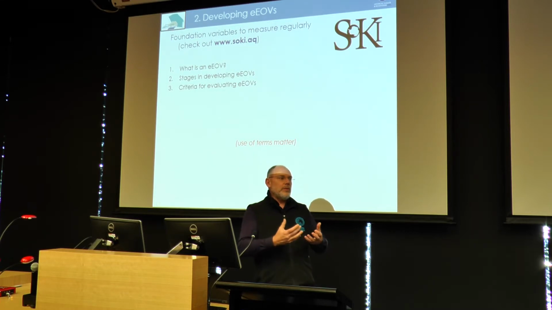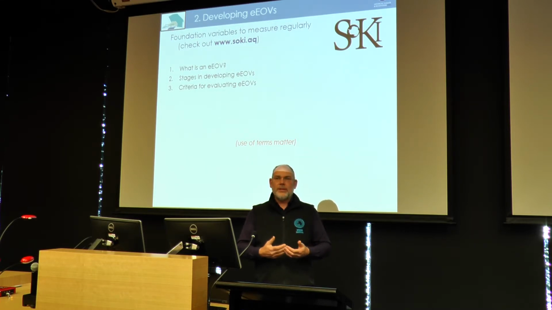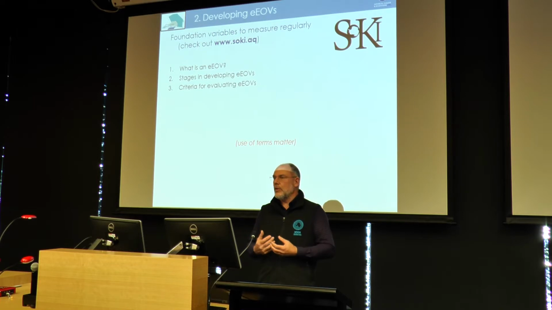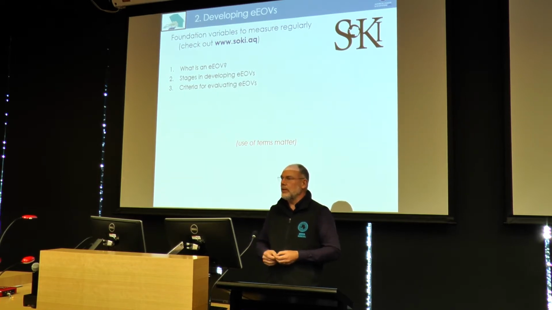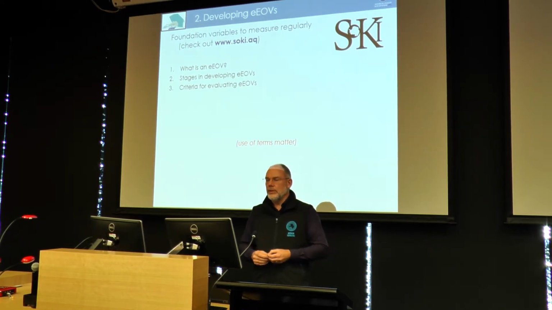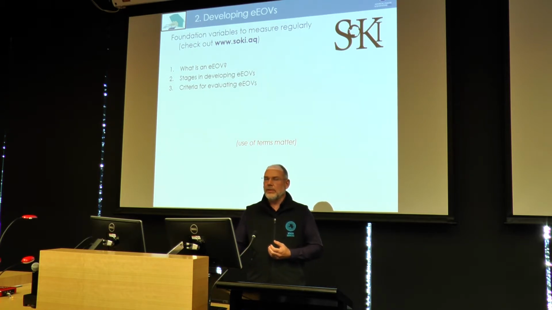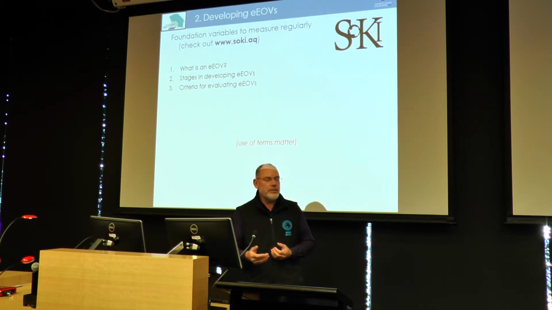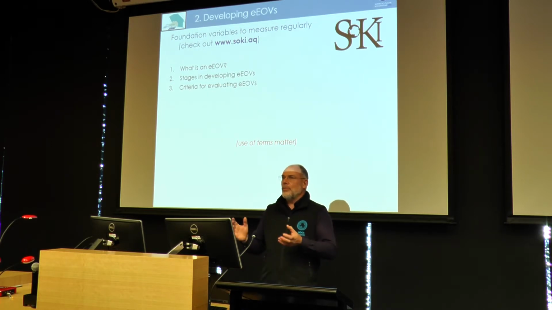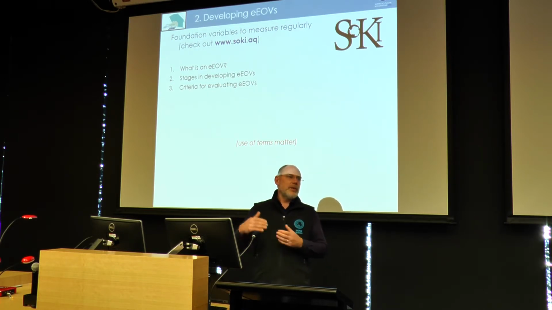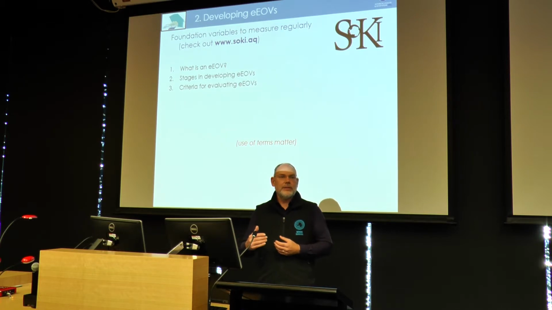So I'd like to move in, having talked about purpose and challenges, to how we started to grapple with the issue of developing ecosystem essential ocean variables. There are 3 questions that we tried to cover. Well, what is an EEOV? What are the stages in developing EEOVs within the context of the Framework on Ocean Observing, and importantly, what might be the criteria for prioritising EEOVs.